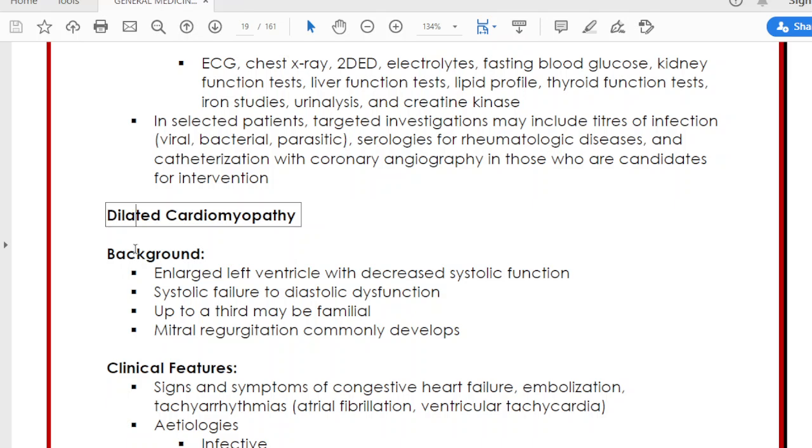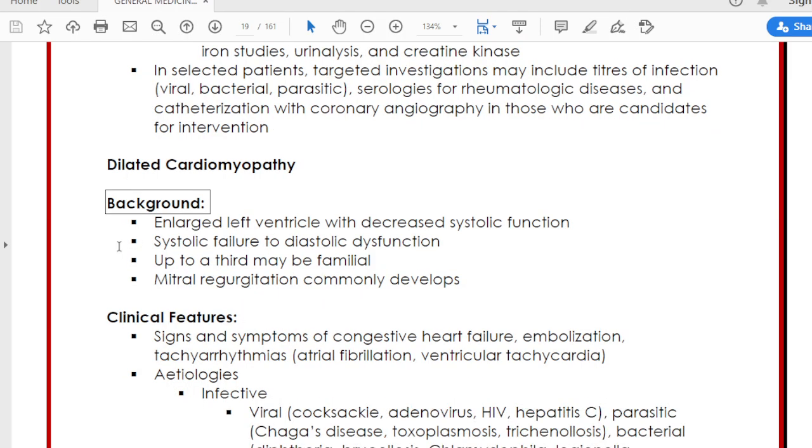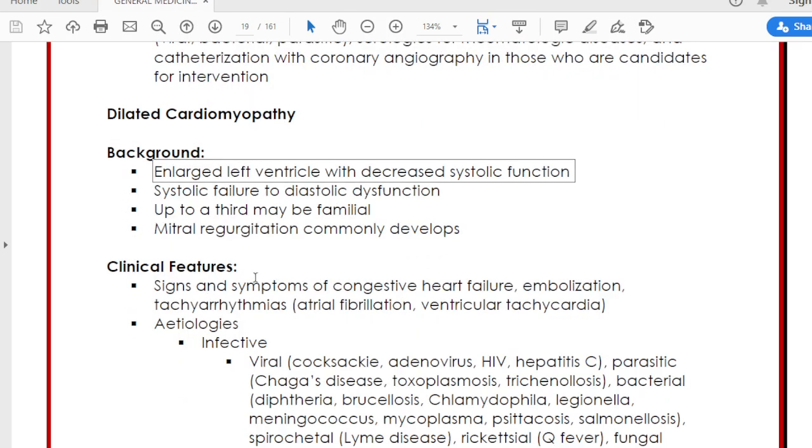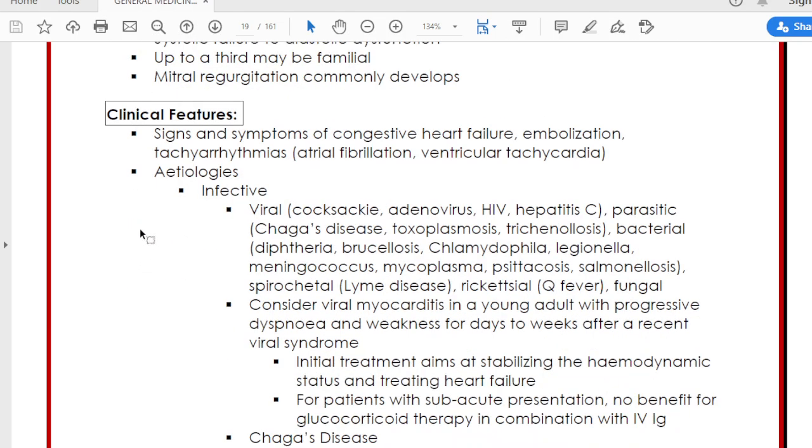Dilated cardiomyopathy. Background. Enlarged left ventricle with decreased systolic function. Systolic failure to diastolic dysfunction. Up to a third may be familial. Mitral regurgitation commonly develops. Clinical features. Signs and symptoms of congestive heart failure, embolization, tachyarrhythmias, atrial fibrillation, ventricular tachycardia. Etiologies.